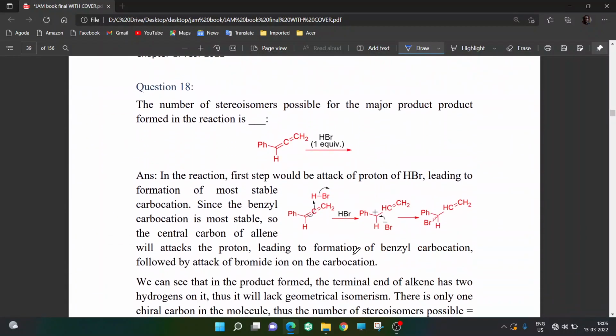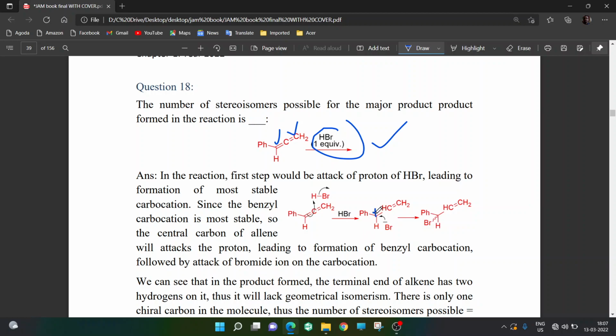Okay, moving on to the next question. It says the number of stereoisomers possible for the major product formed in the reaction is. So you have this molecule, and it asks how many stereoisomers there are. You are adding one equivalent of HBr. One equivalent of HBr will add to only one of the double bonds, either this or the other one. So basically the pi bond will move and pick up a proton. It will pick up in such a way that you get a very stable carbocation, and that will happen on this carbon, because when you do this you are getting a benzylic carbocation.